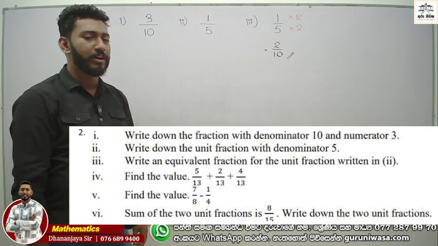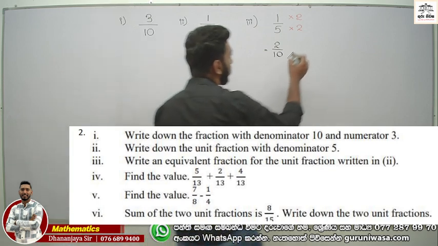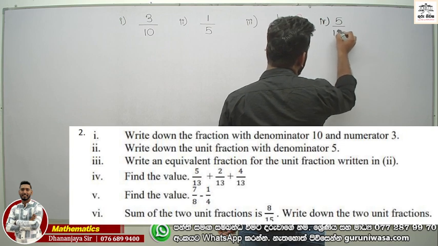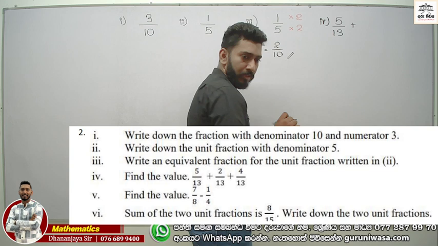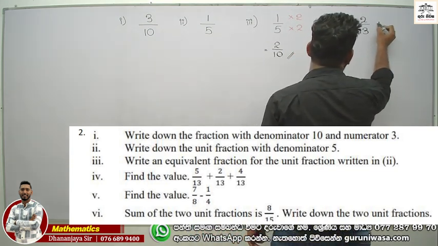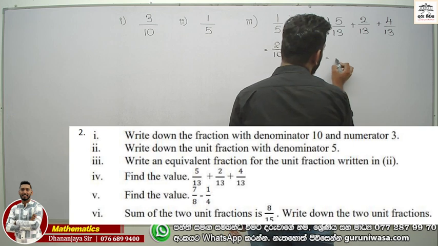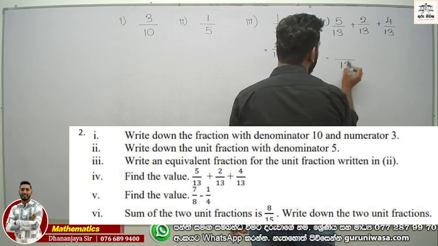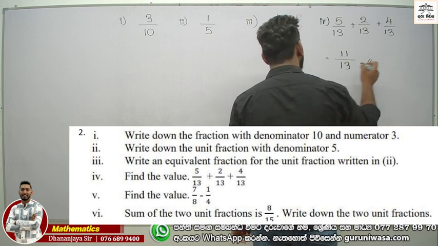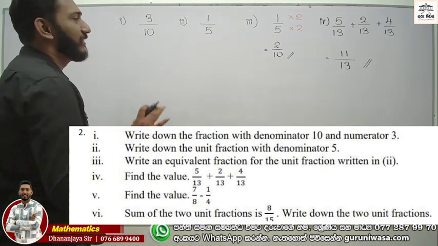And the fourth one, find the value of 5 over 13 plus 2 over 13 plus 4 over 13. That's very easy. Because the denominators are equal, you can add 5 plus 2 plus 4, and it becomes 11. But don't add 13 and 13 and 13, right? Then the answer is 11 over 13.